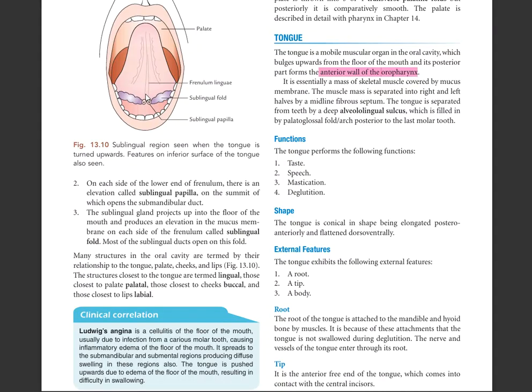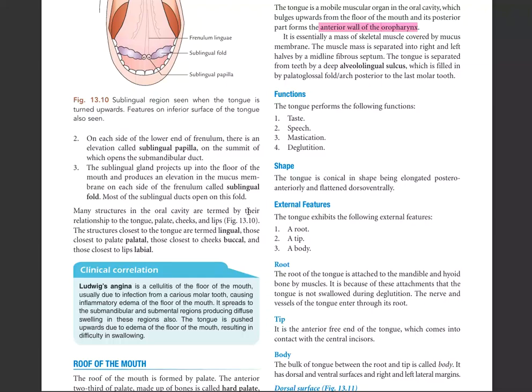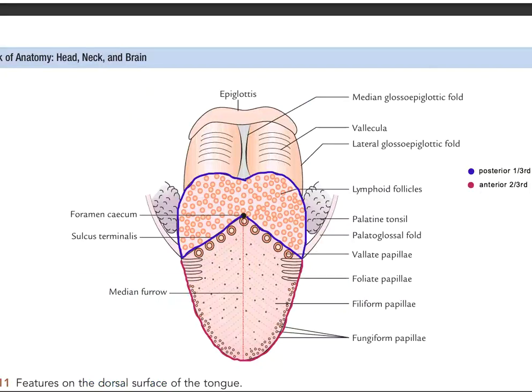The external features of the tongue exhibit a root, which is attached to the mandible and hyoid, a body, which is the bulk of the tongue, and the tip, which is the free end, which comes in contact with the food. The tongue has two surfaces, the dorsal surface and the ventral surface.